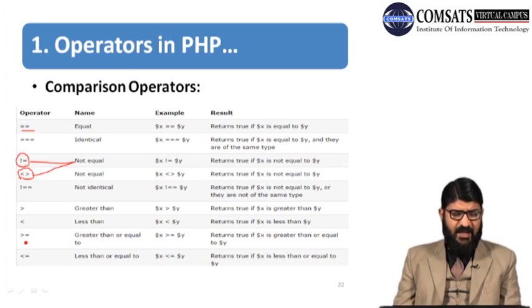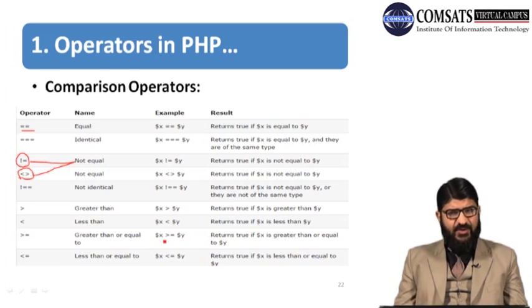And then greater than or equals to means that the value of x is greater than or equal to y. Either the value should be greater, or if it is equal, it will still return true. And then less than or equals to: the value of x should be less than y, or if the value of x is equal to y, then it will still return true. So these are comparison operators for numbers or string values.